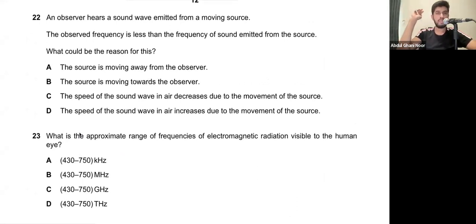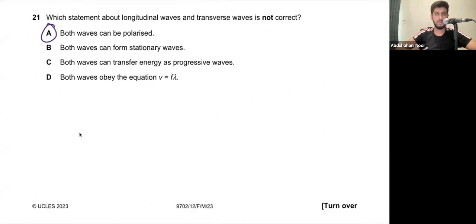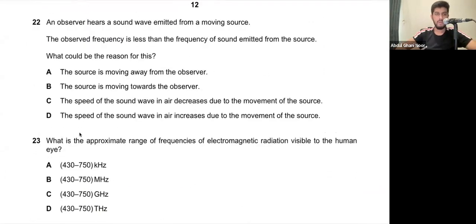An observer hears a sound wave emitted from a moving source. The observed frequency is less than the frequency of sound emitted from the source. For 21, the answer is A.